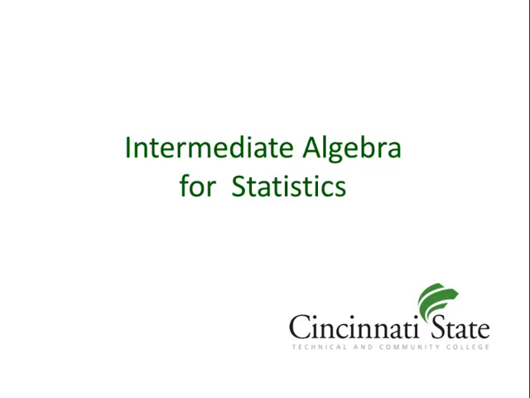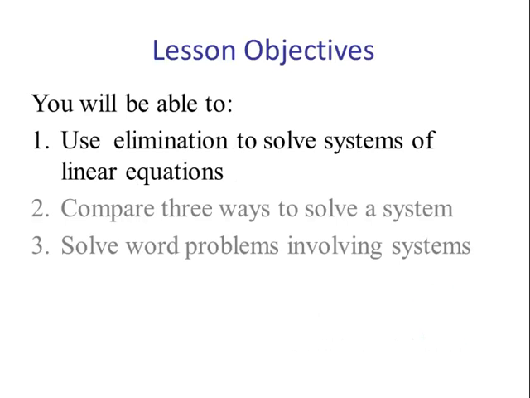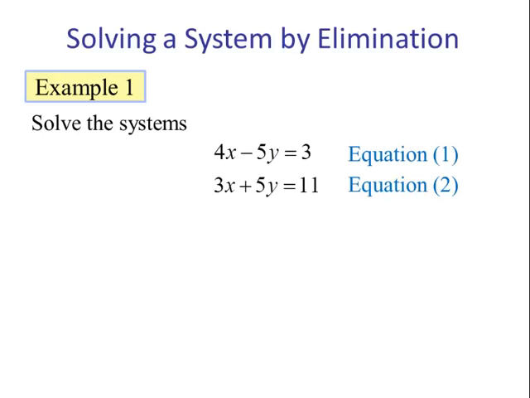Intermediate Algebra for Statistics, Using Elimination to Solve Systems. Lesson Objective: Use elimination to solve systems of linear equations. Example 1. Solve the systems 4x minus 5y equals 3, 3x plus 5y equals 11.